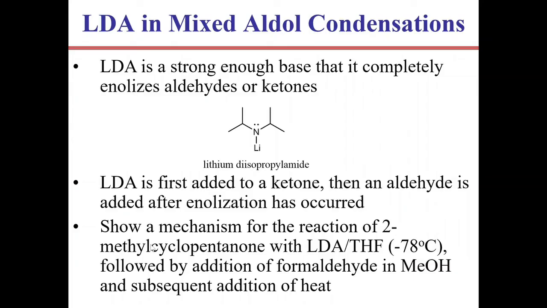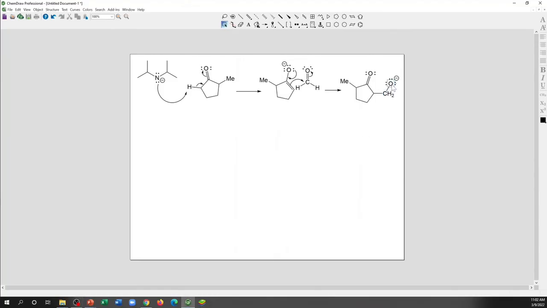All right, I'm reading the reaction instructions one more time. Show a mechanism for the reaction of 2-methylcyclopentanone with LDA-THF at negative 78 degrees Celsius. So we're keeping this very cold. And then probably at that same temperature, it's assumed we're adding in formaldehyde in methanol. And that's what I was wondering. Because, like I said, that oxygen cannot pull a hydrogen off of the conjugate acid of LDA. It's not a strong enough base to rip hydrogens off of nitrogens.